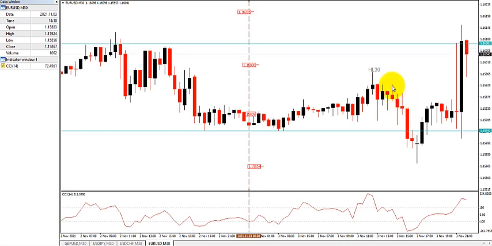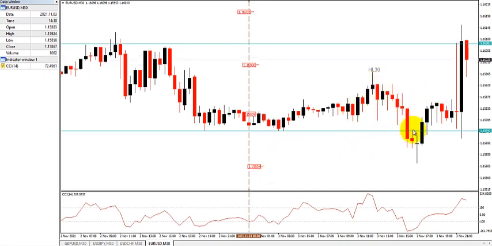FOMC is a big announcement. We're waiting for this information. We want to know what the Fed's saying. We want to know how it's going to impact the markets. So it doesn't surprise me that we saw a move like this. Now remember, my stop was down here at 1.1560. That low right there, let me get the price tag for you. It reads 1.1561 and 7/10. So it was almost 2 pips away from my stop loss.